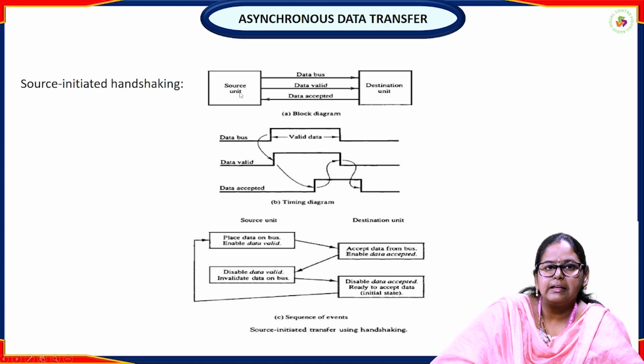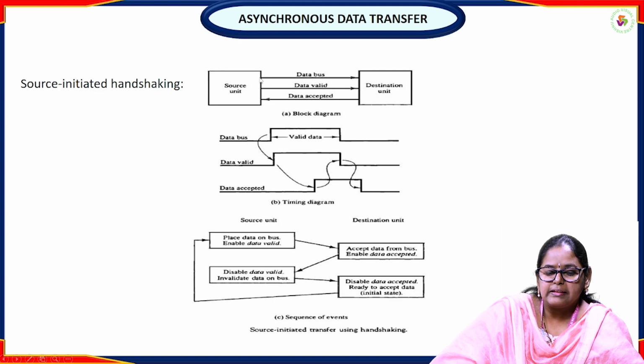And how exactly the procedure happens is that the source first places valid data over the data bus, and then the source enables the data valid line. Why? Because it is telling the destination that valid data is placed over the data lines. Then it will wait for some time so that the destination unit accepts the data into its registers. After accepting the data, the destination unit will enable the data accepted line.